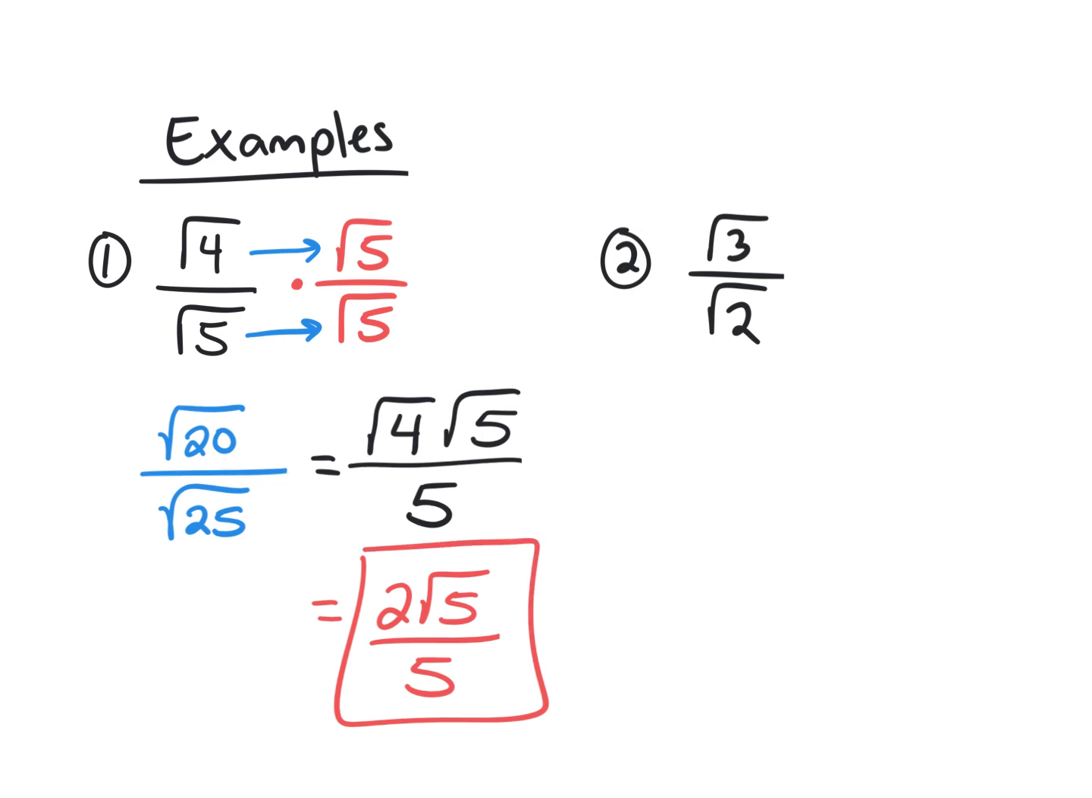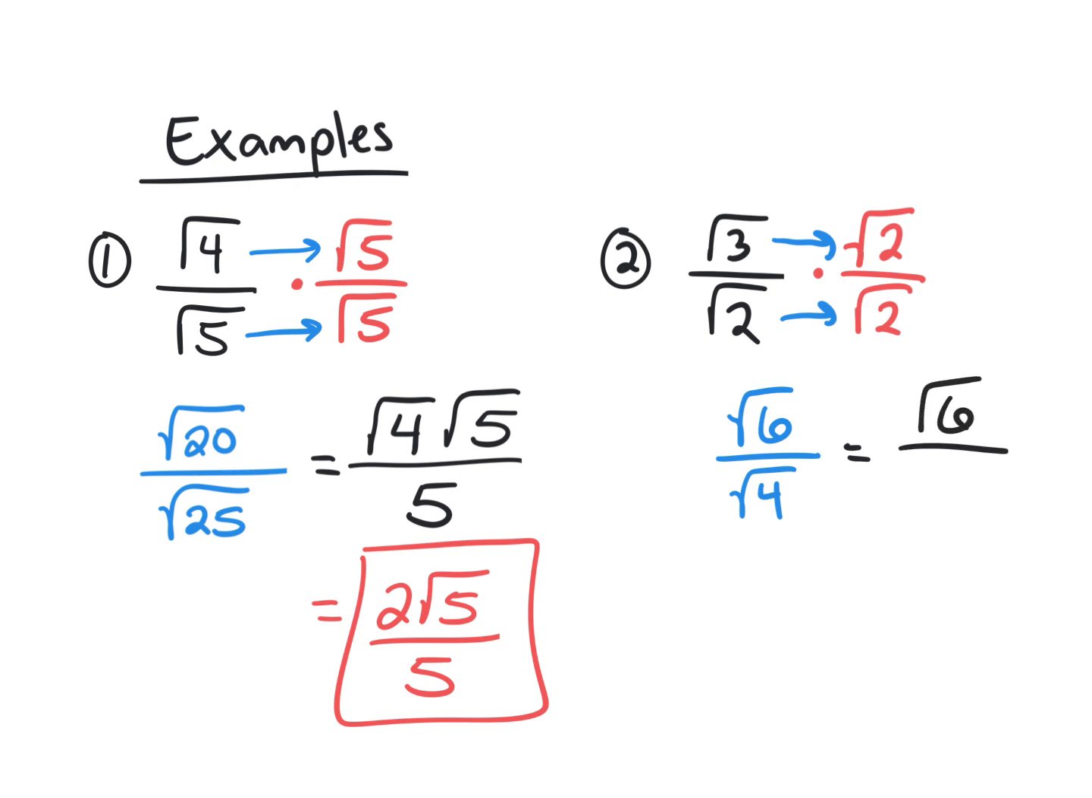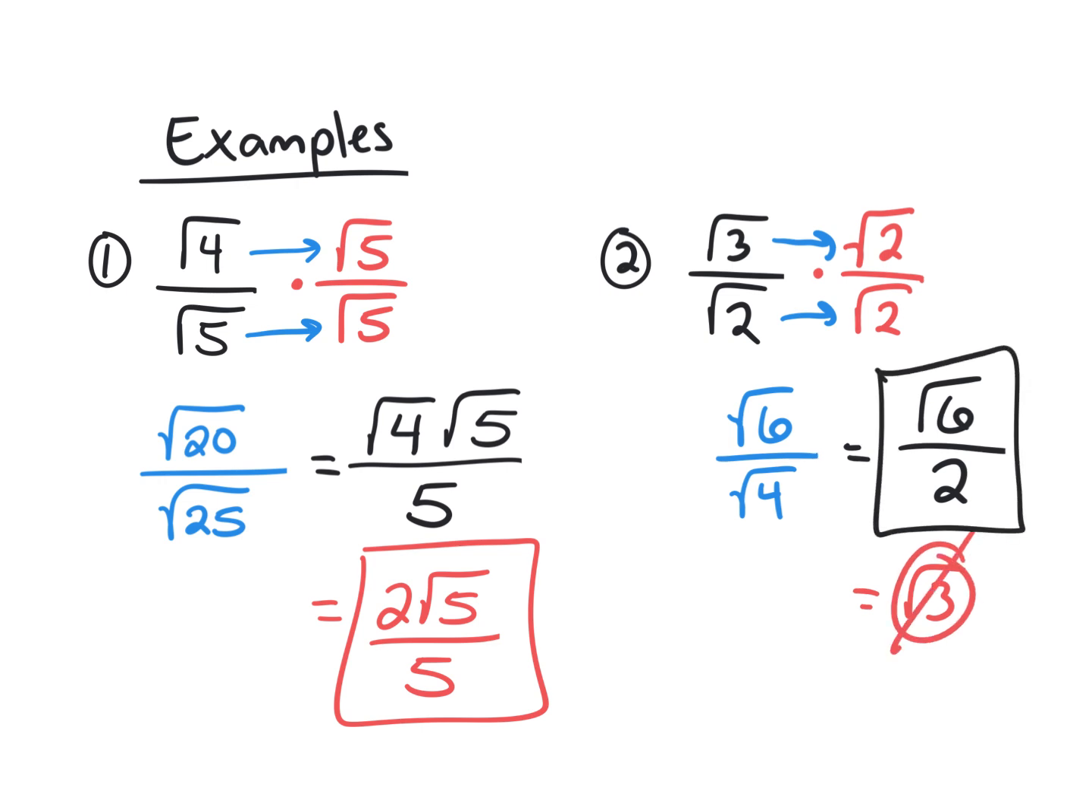Number 2, what am I going to multiply by to get rid of the radical? Square root of 2. Multiply straight across. What do I get? Square root of 6 over square root of 4. Can I simplify the square root of 6? No. What about the square root of 4? 2. Again, can I say this equals the square root of 3? If I divide these, can I do that? No, because it's not a radical here. So this is your answer there.